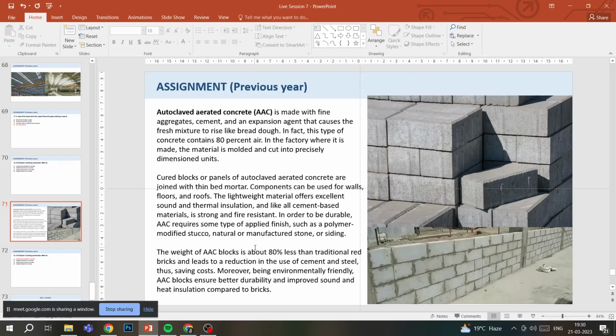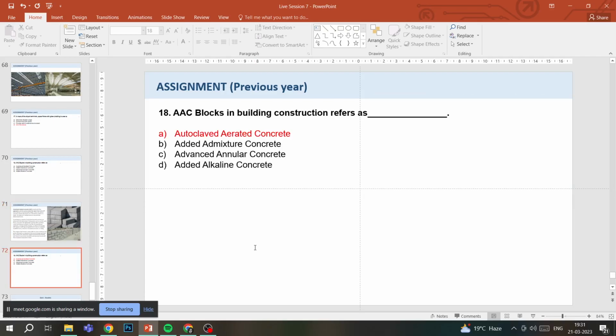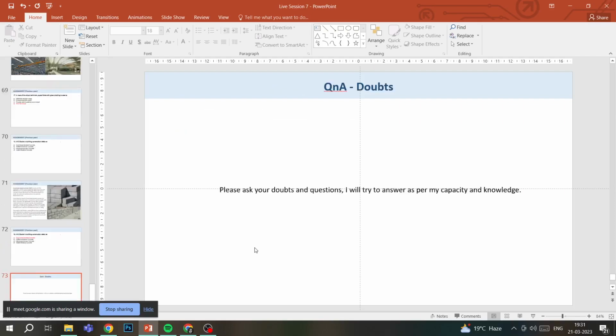The weight of AAC blocks is about 80% less than traditional red bricks, which leads to a reduction in the use of cement and steel, and thus it saves a lot of cost. Being environmentally friendly, they also ensure better durability and improve sound and heat insulation compared to bricks. And our answer is, of course, autoclaved aerated concrete.